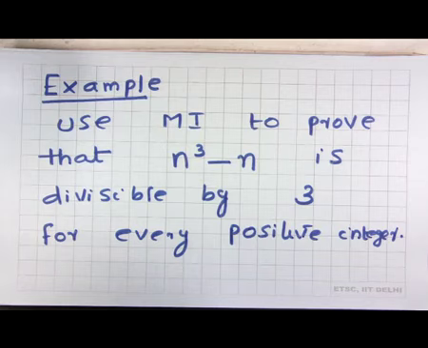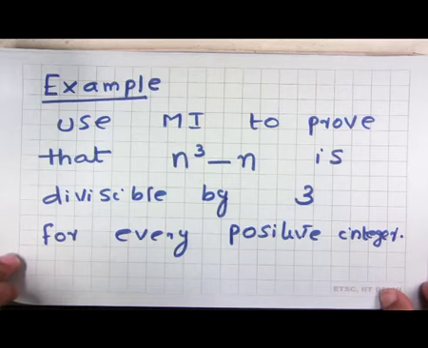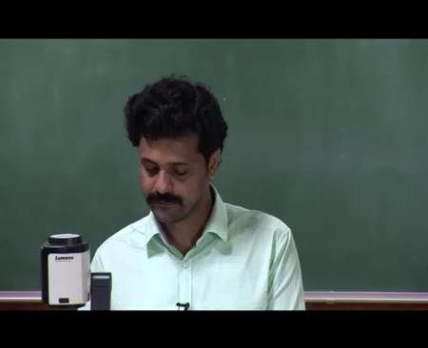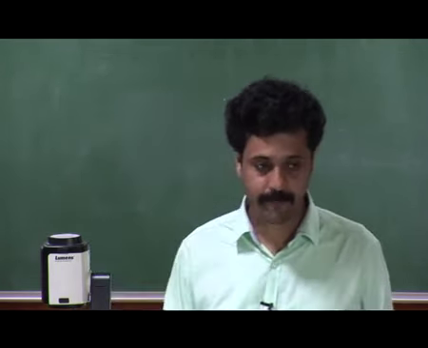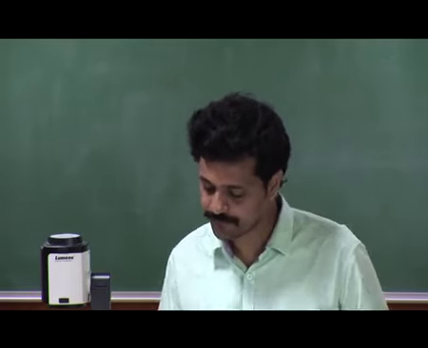Meaning, when we divide n cube minus n by 3, the remainder is 0. To put it in other words, n cube minus n is a multiple of 3. This is what we are required to prove. Okay. Let us employ mathematical induction.